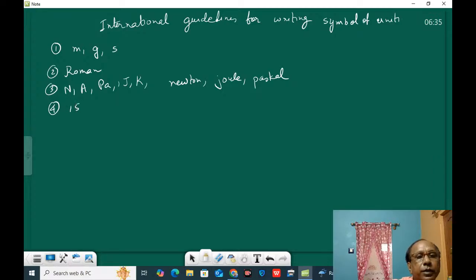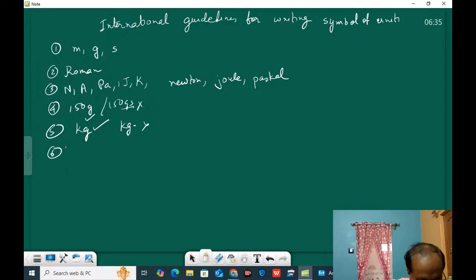There is 150 gram. We cannot write 150 grams. We cannot write that. This is the correct way. This is the wrong way, right? In this way, we can write all these things. Beside that, we can write kilogram as kg, but we cannot write kg and full stop. We cannot write this one. This is the wrong way, and this is the right way of writing units.